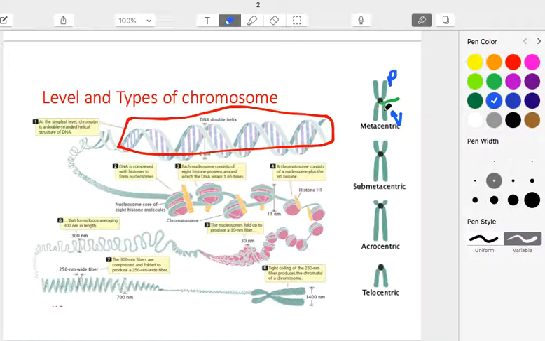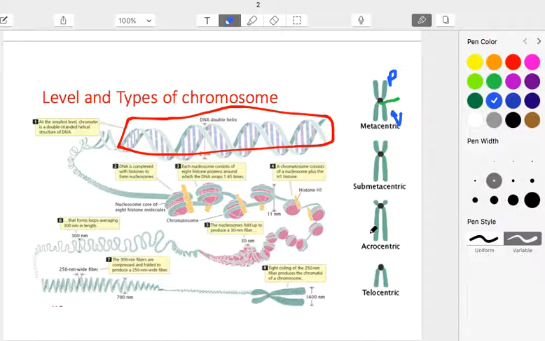The P arm and the Q arm, if they are equal in size and the centromere is at the middle, then that is called metacentric. If one of the arms is longer than the other one, then that is called submetacentric.